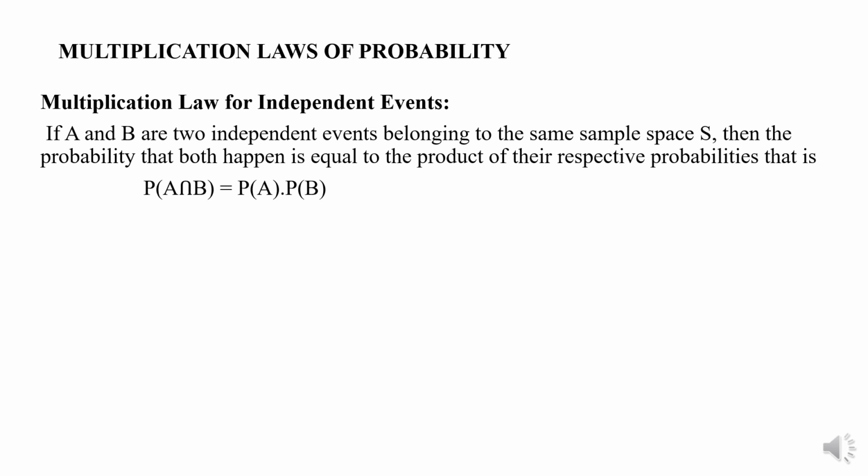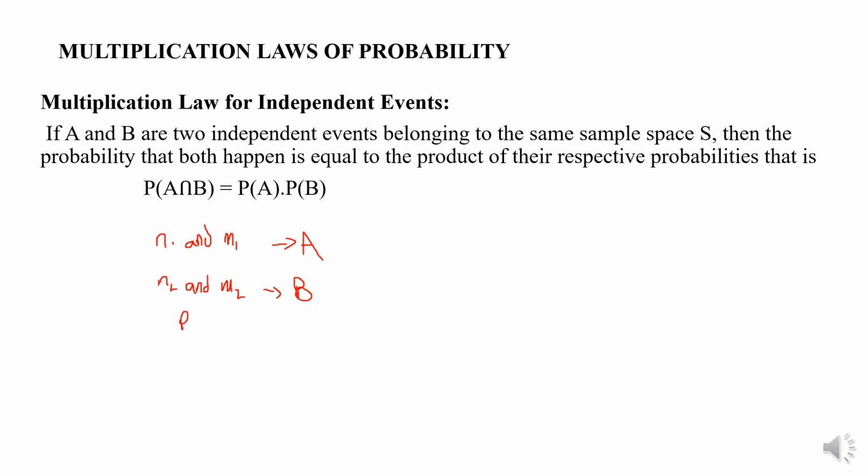Let's prove that. Let N1 and M1 be the exhaustive and favorable number of sample points for the event A, and N2 and M2 be the exhaustive and favorable number of sample points for the event B.